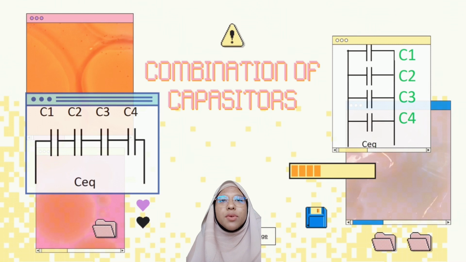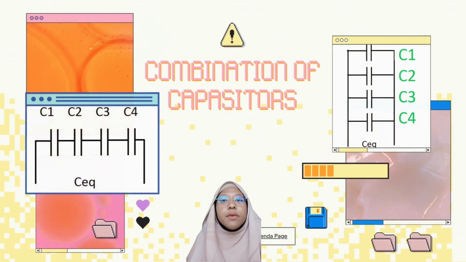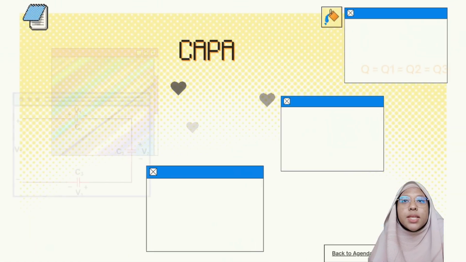Assalamualaikum warahmatullahi wabarakatuh. My name is HANNANI binti ABDUL JALIL, and today I will talk about combination of capacitors. There are two types of combination of capacitors, which are combination of capacitors in series and combination of capacitors in parallel. First, I will explain about combination of capacitors in series.